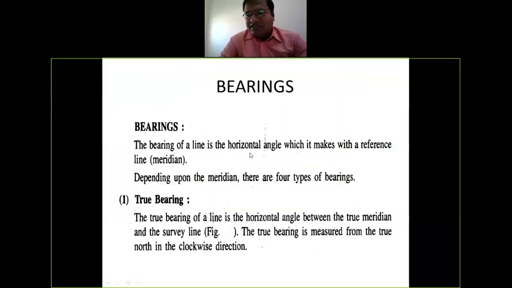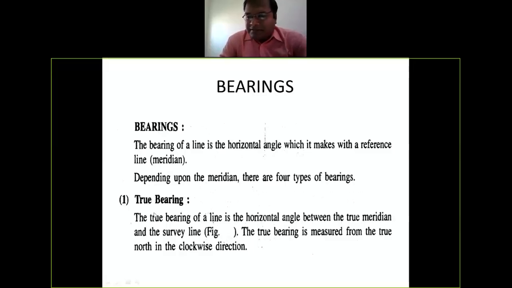First of all, we have to understand what bearings are. Okay, so you can see here I have written the definition of bearings. The bearing of a line is the horizontal angle which it makes with a reference line, which is also called meridian, a fixed reference line. So the bearing of a line is nothing but the horizontal angle which it makes with a reference line. It is called bearings. Depending upon the meridian, there are four types of bearing.